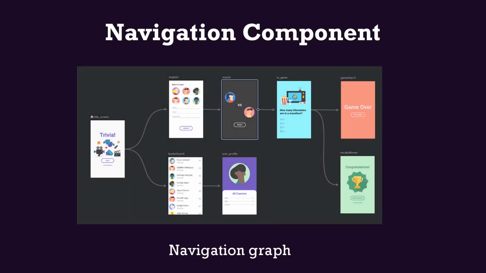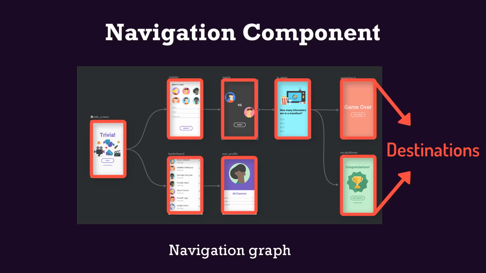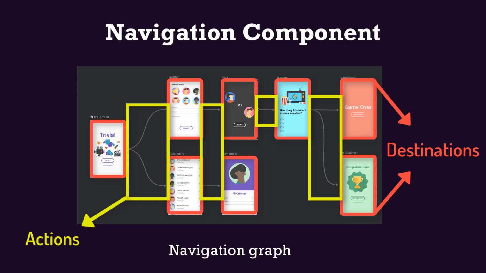The navigation component presents a visual navigation graph defined within an XML file, allowing you to effortlessly map out your app's navigation. Within this graph, you identify destinations, which represent screens, such as activities or fragments. Connecting these destinations are actions, which point to how screens transition from one to another. These actions can also carry arguments, enabling seamless data transfer between screens.